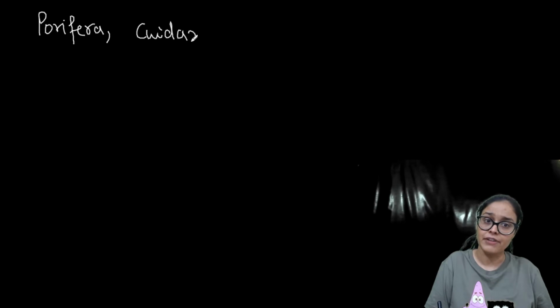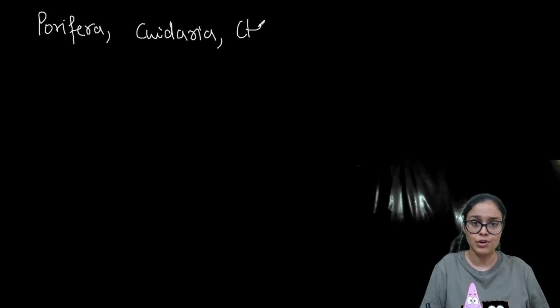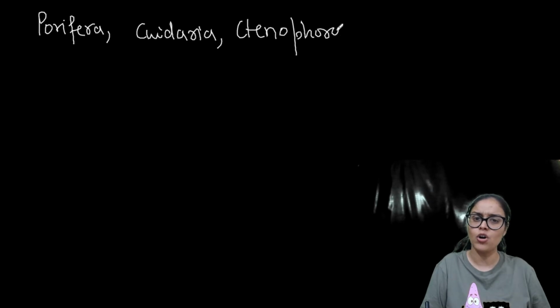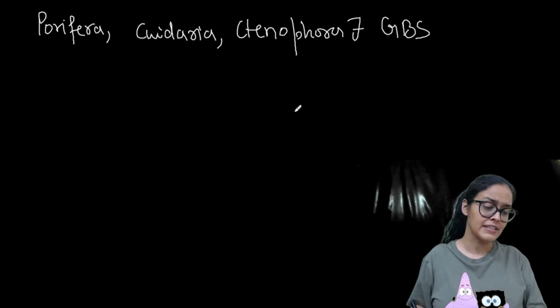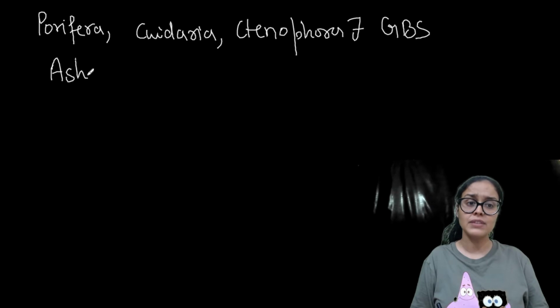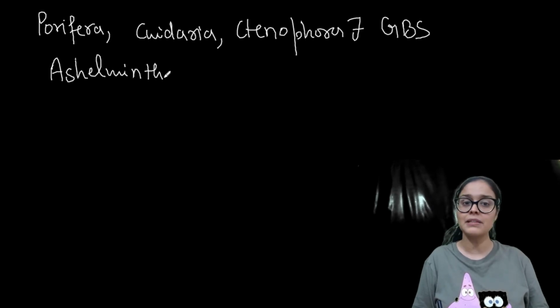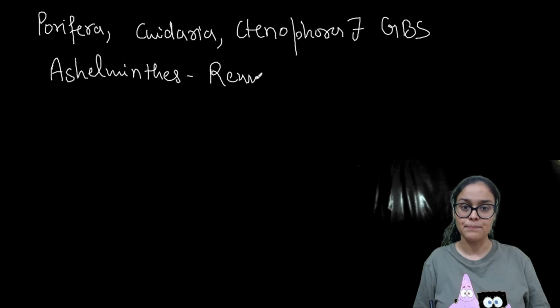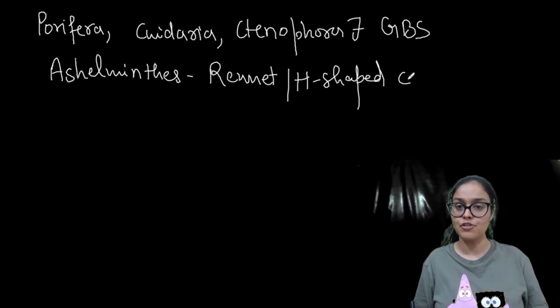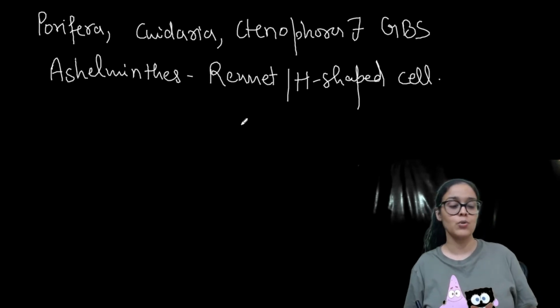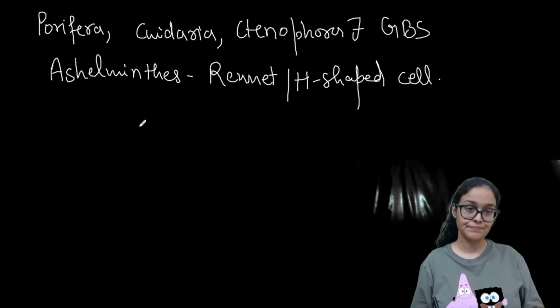Then obviously, when we talk about Porifera, Cnidaria, and the other group, Ctenophora, they don't have any excretory organ. They just excrete out through the general body surface, diffusing out the excretory waste ammonia from their general body surface, as simple as that. Most of the Aschelminthes have the renette cell, or we call it the H-shaped cell, right? So this is something which you have to remember. They use it to excrete out nitrogenous waste.